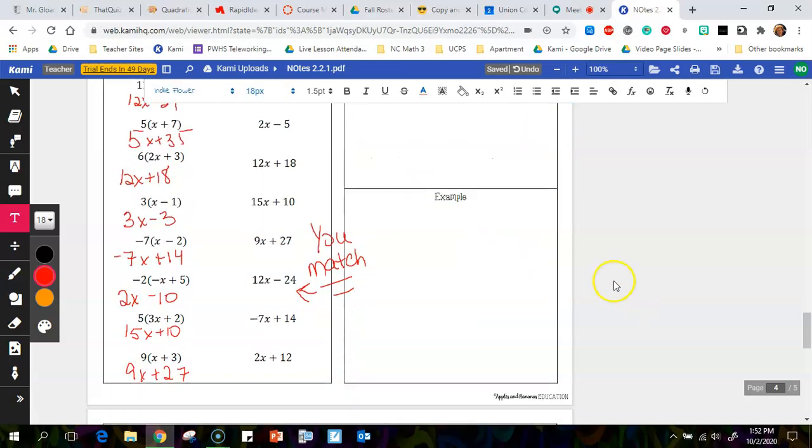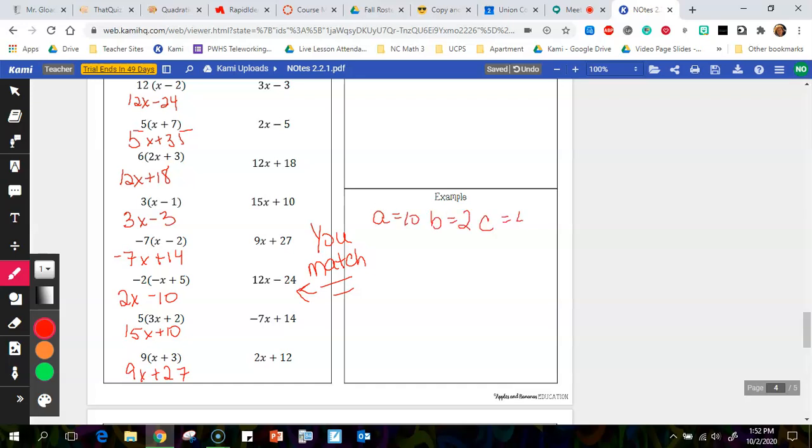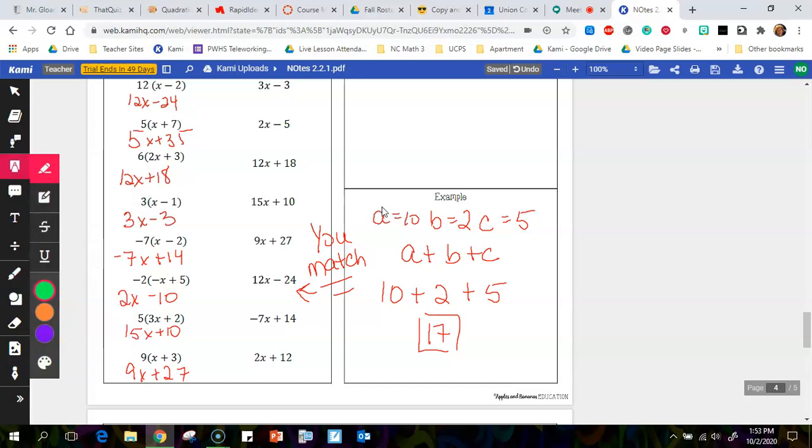Okay. For example, if A equals 10, B equals 2, and C equals 5, evaluate A plus B plus C. 10 plus 2 plus 5. And then just add them together. That's 17. So we subbed the 10 for the A, and the 2 for the B, and the 5 for the C, because it told us what they equaled up at the top.